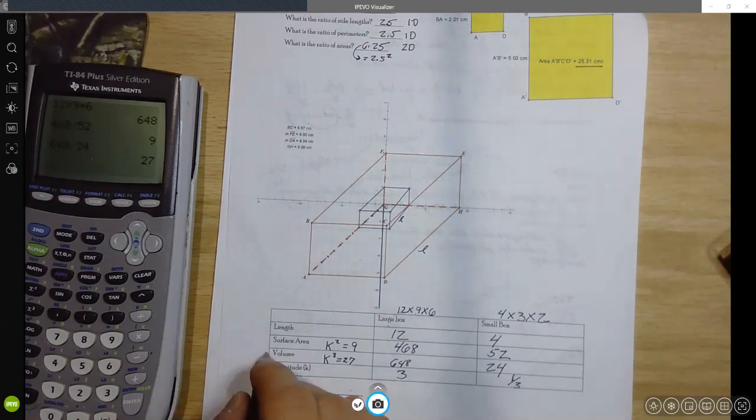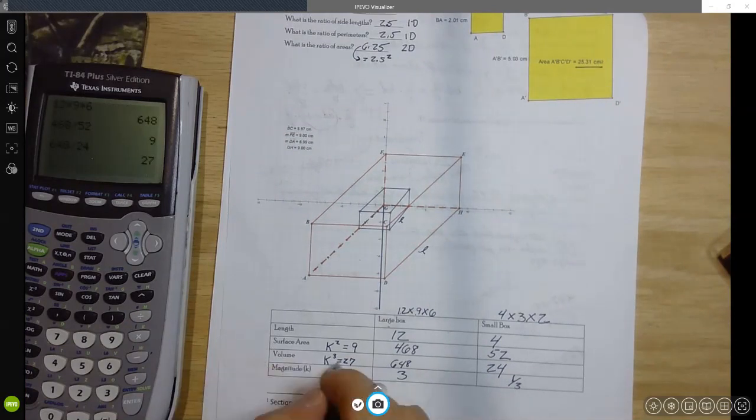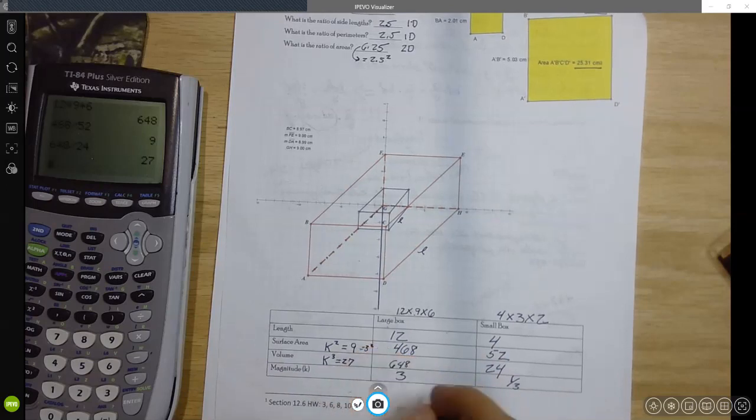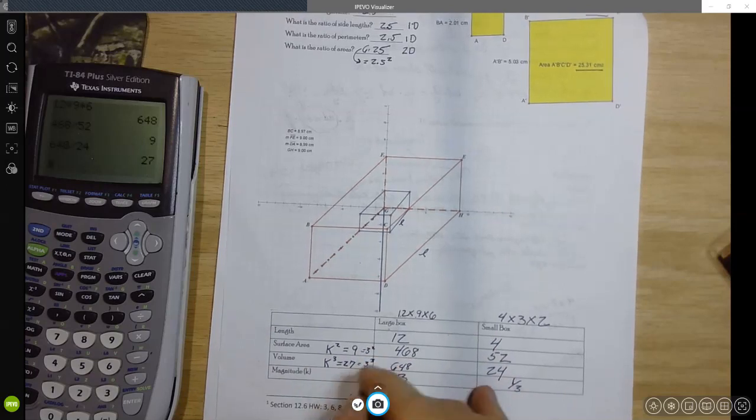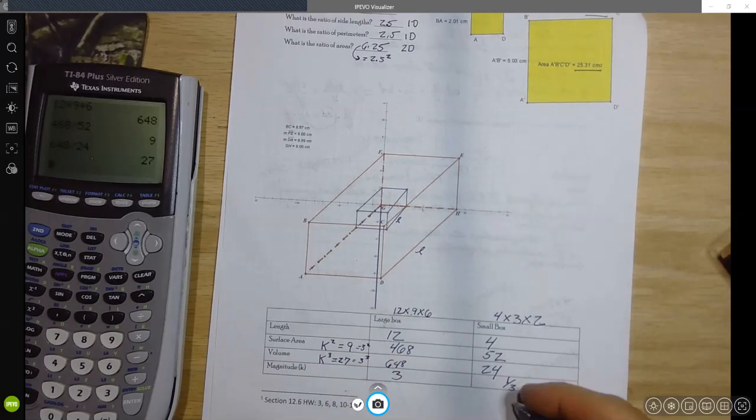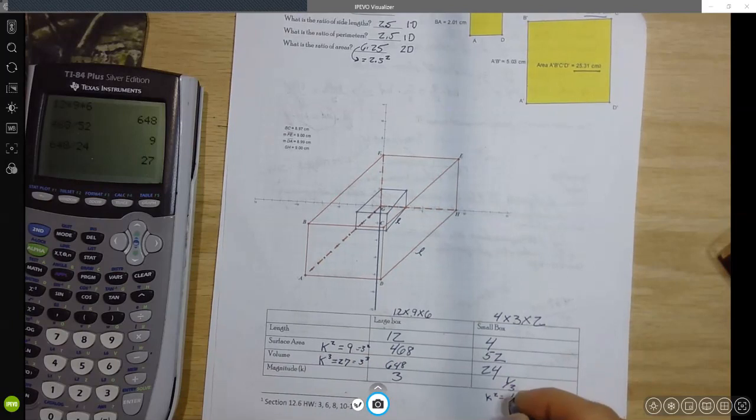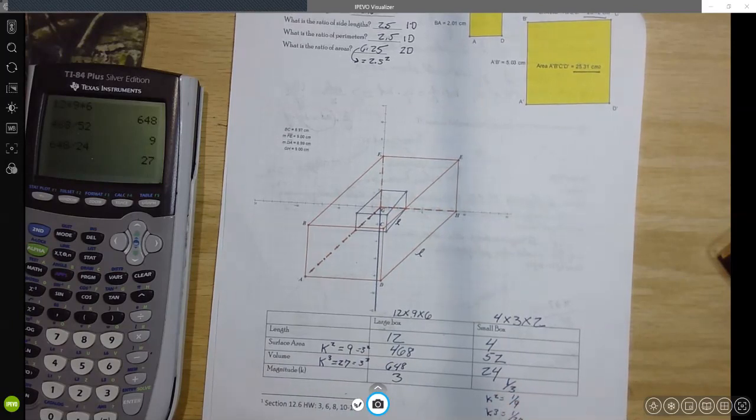Volume and weight are three-dimensional measurements. So notice that this obviously is 3 squared, right? My K value squared, and this is my K value cubed, right? And the same thing would work here. So you could have your K value be 1/3 if you're going from small box to large box for your ratio, and then your K squared value would be 1/9, 1/3 squared, and then your K cubed value would be 1/27, 1/3 cubed.